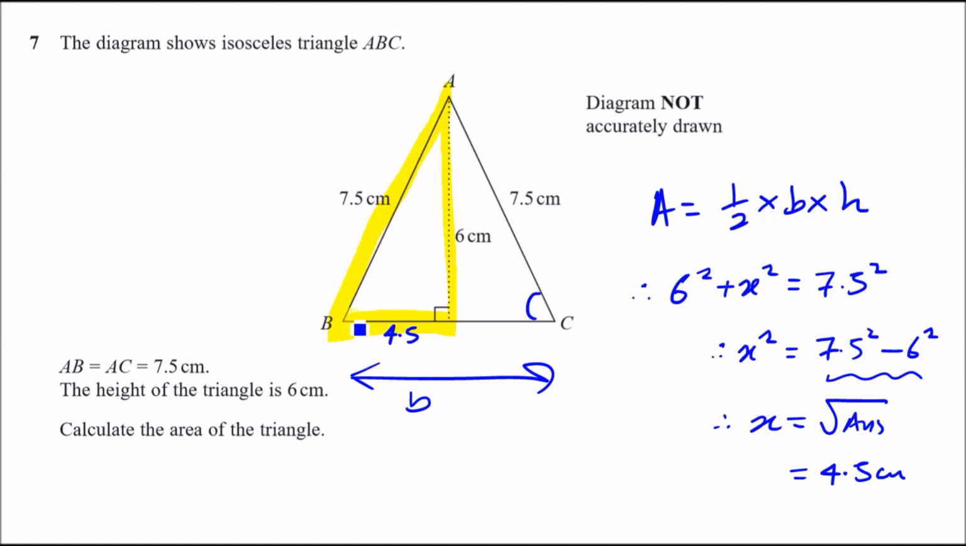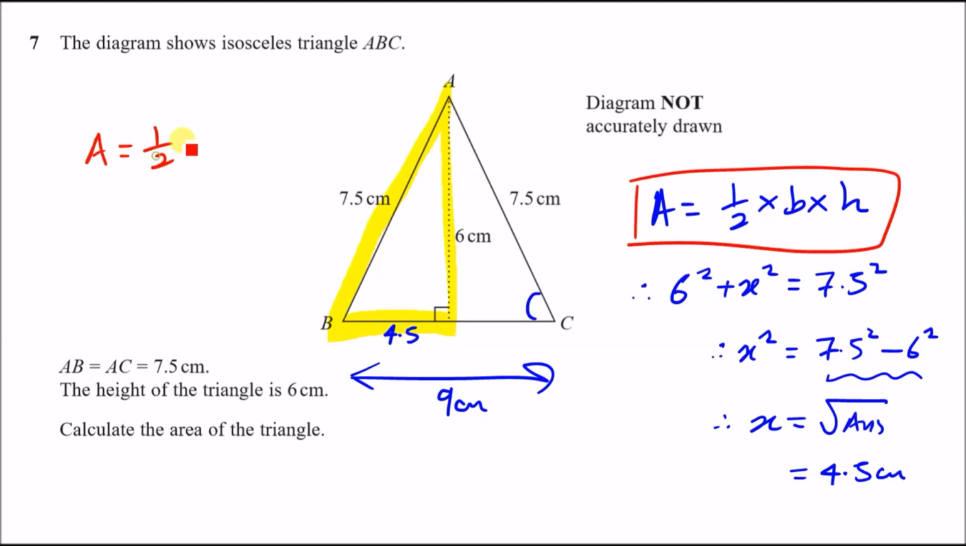That means the whole base, which is 2 times that because it's exactly the same, is going to be now 9 centimeters. So this means to work out the area of the triangle, we can use the formula we had right over here. So it's going to be half times the base. So what's the base again? The base is 9 times the height, which is 6. Put this in your calculator and you should get 27 centimeters squared. That's it, guys. I hope this question helped.